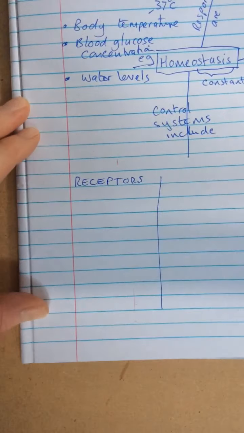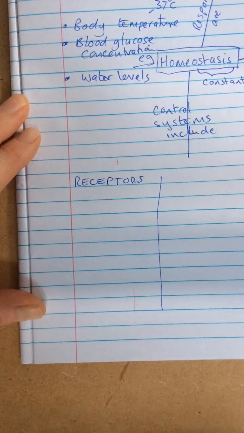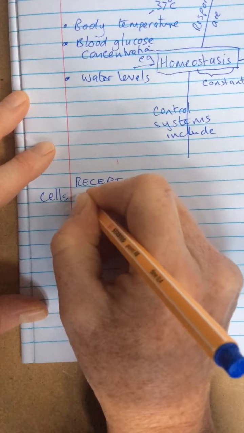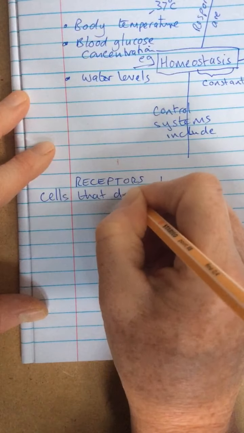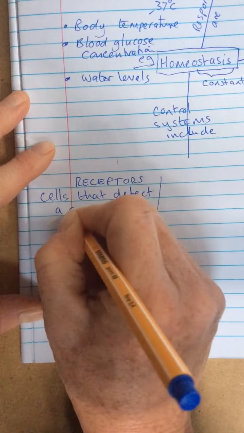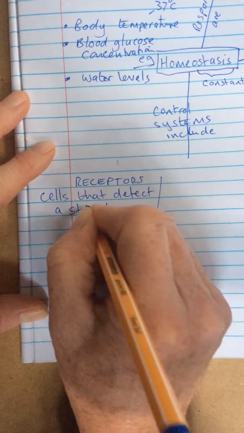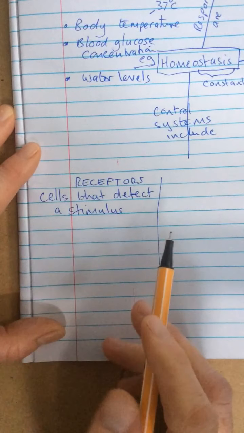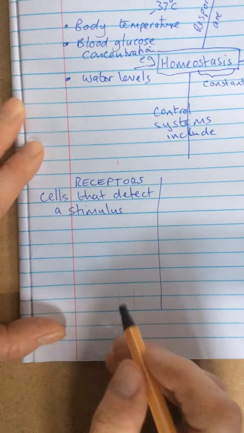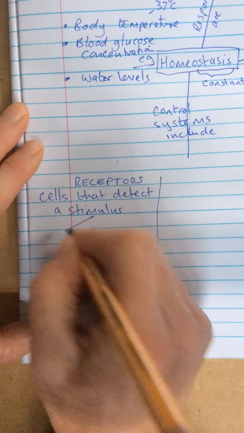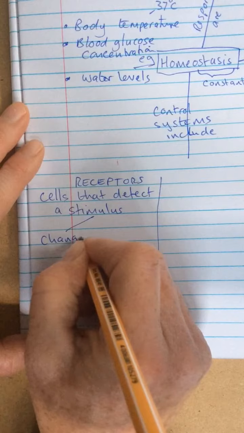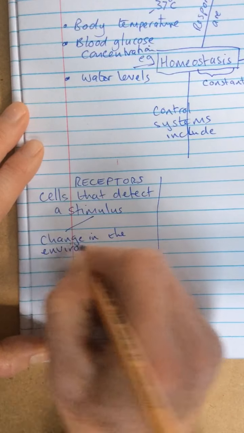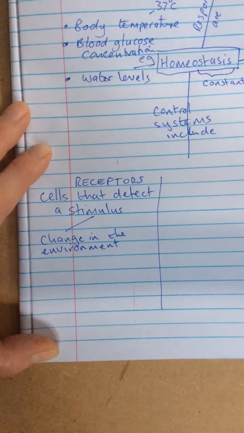Okay? So, Section 1, all of these control systems include receptors. Receptors are basically cells that can detect a stimulus. Now, you may have not heard of that word before. So receptors are cells, that's fine. They detect a stimulus. A stimulus basically is a change in the environment.